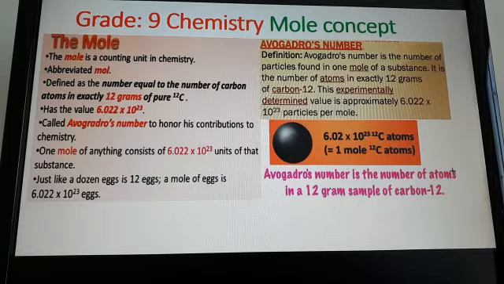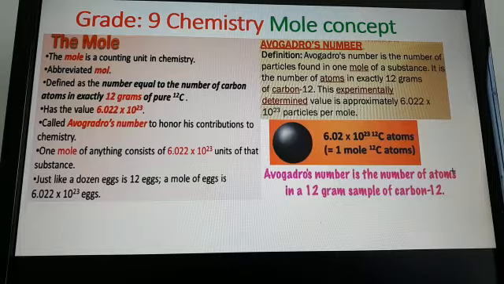Here it is, what is a mole? The mole is a counting unit in chemistry, abbreviated as mol. It is defined as the number equal to the number of carbon atoms in exactly 12 grams of pure carbon-12. A mole of a substance is the amount that contains as many elementary units as the number of carbon atoms in 12 grams of carbon-12. This is the definition of mole.